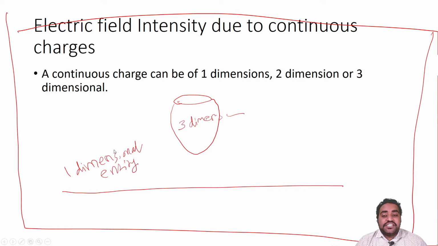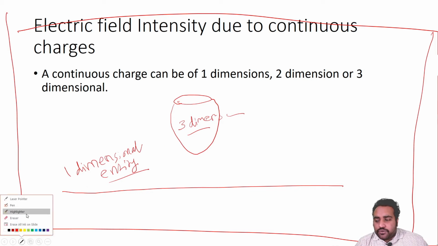Now, your charge distribution can be one-dimensional, two-dimensional, or three-dimensional. When to consider one-dimensional, two-dimensional, and three-dimensional charge distribution? What if these charges are distributed in such a way? How to determine the electric field intensity because of this distribution is what we are interested in finding.